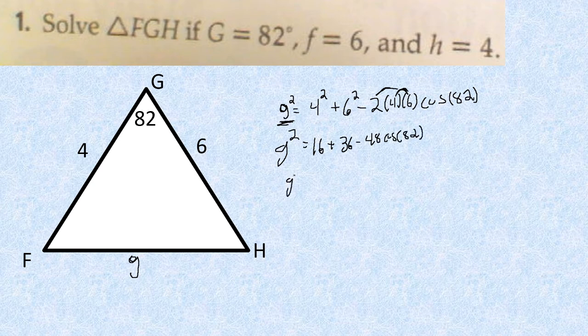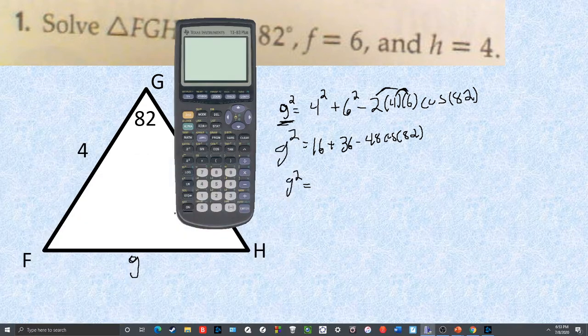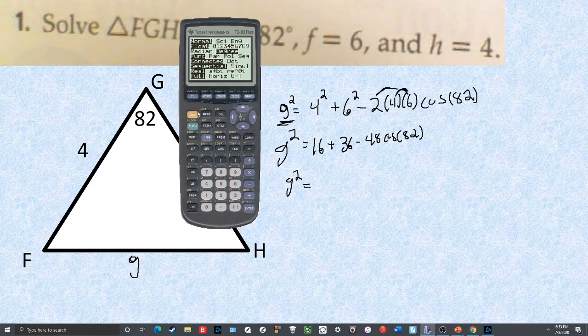And then this is the point where I would use my calculator. So g squared is equal to, I'm just going to type all this big mess in, making sure I'm still on degree mode. Okay, so 16 plus 36 minus 48 times cosine of 82. Make sure you put this last bit in parentheses if you're going to do this all in one go like I am, just so the calculator knows to multiply this together first. Usually it's pretty good about doing multiplication before addition and subtraction, but I'm always paranoid about that. And so we get 45.32 essentially.